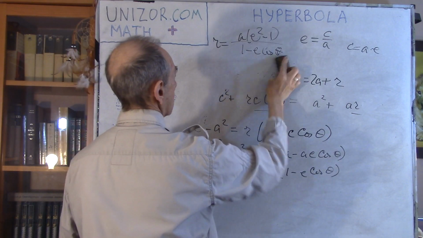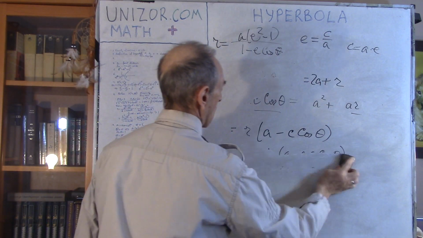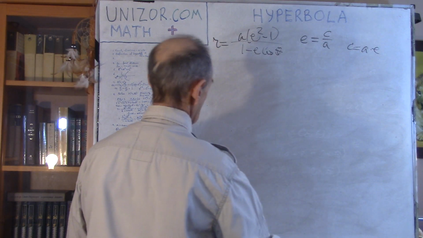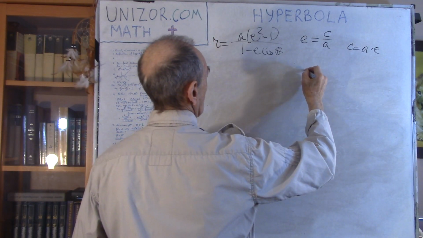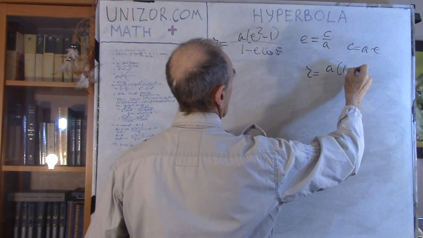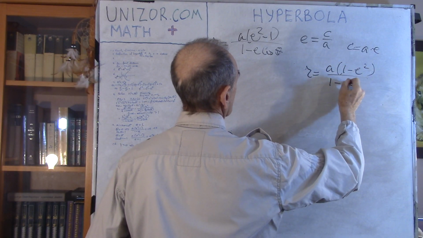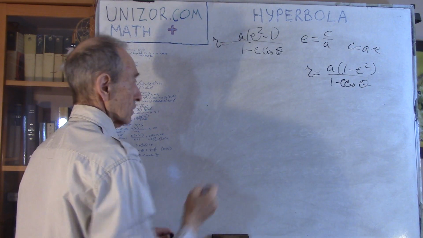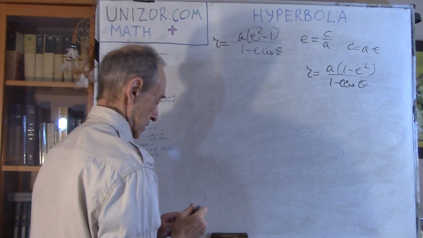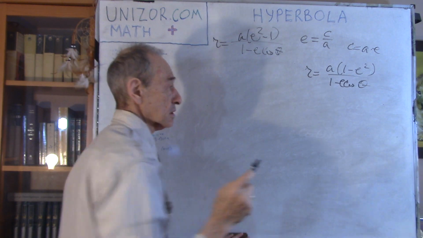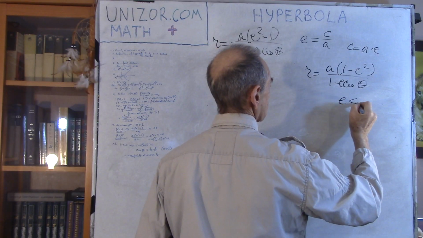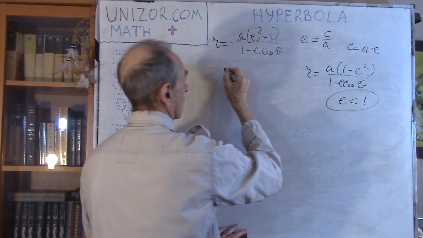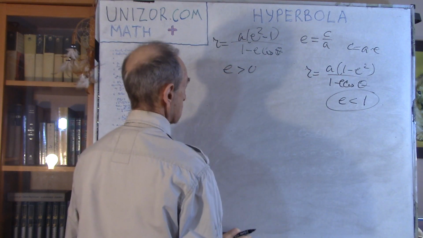Now let's think about it. First of all, it's very similar to the equation which we had for ellipse. For ellipse we had r is equal to a times 1 minus e squared divided by 1 minus e cosine theta. Very similar, just the sign of this is different. However, what was very important, in case of ellipse we had this condition. In case of hyperbola we have this condition.